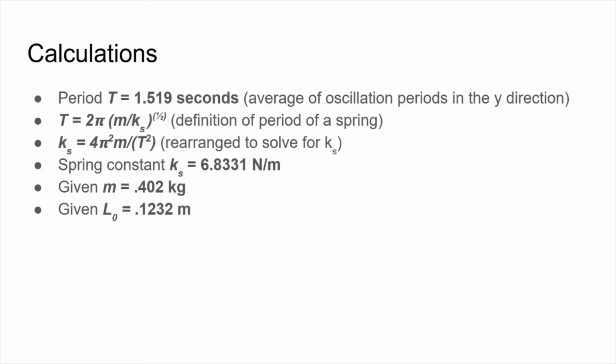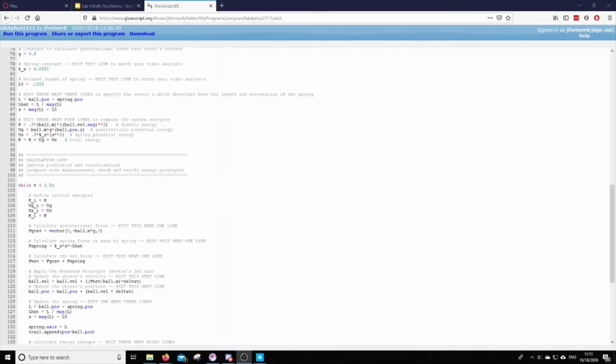So before we can get into building our computer model, we needed to do some calculations to find some other values related to the experiment. So here we have the period T, which I found by averaging the oscillation periods in the y direction. I got 1.519 seconds. And we can use this by rearranging this equation for period T to solve for the spring constant k_s. And with this, plugging in our mass of 0.402 kilograms, which was given, we get a spring constant of 6.8331 newtons per meter.